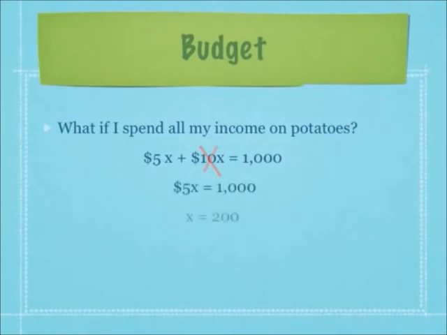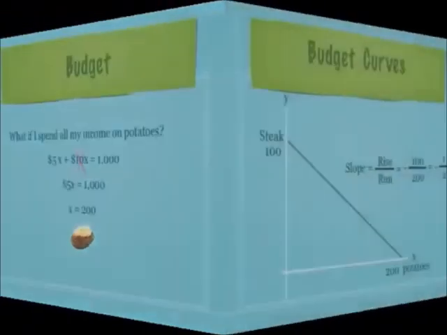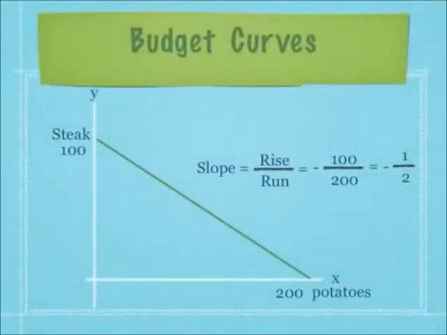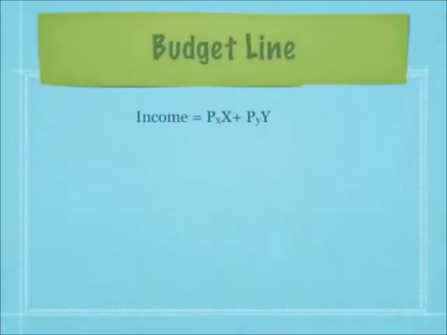It looks something like this, and I have 200 pounds of potatoes. A lot of potatoes. So we can plot this line. If I spend all on steak, it's 100 steak. All on potatoes is 200 potatoes. I can easily calculate the slope of the line, which is -1/2. The equation of my budget line looks something like this.